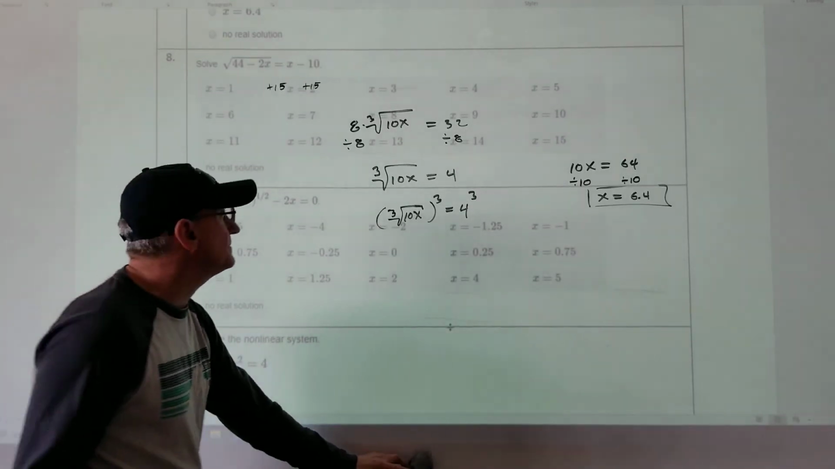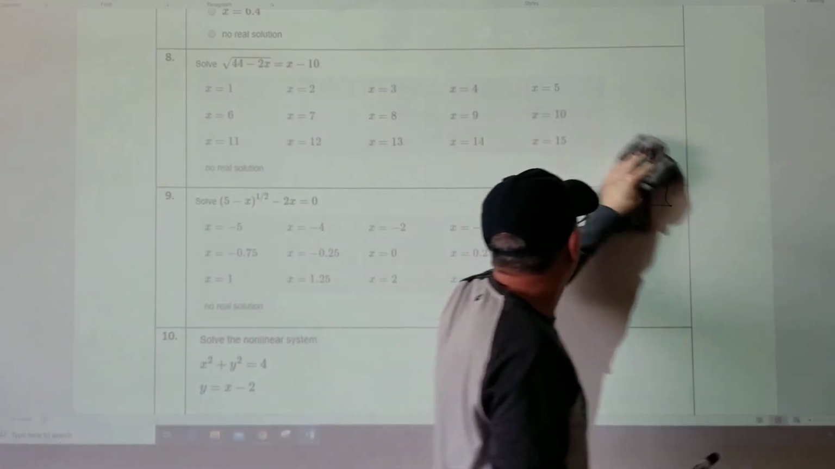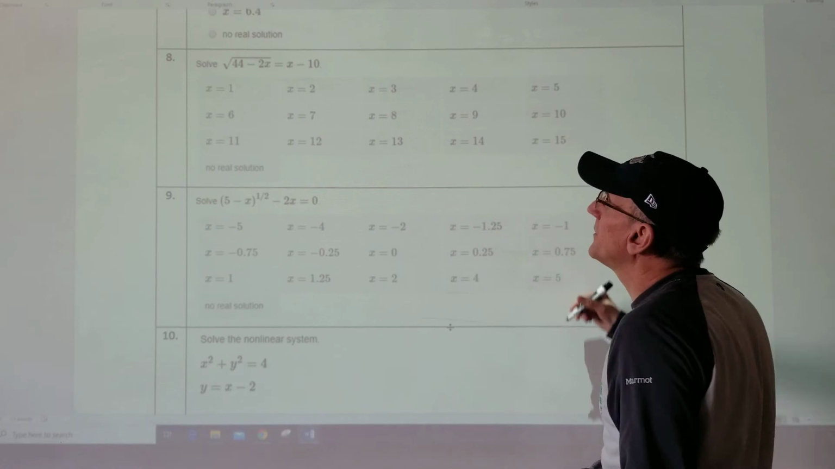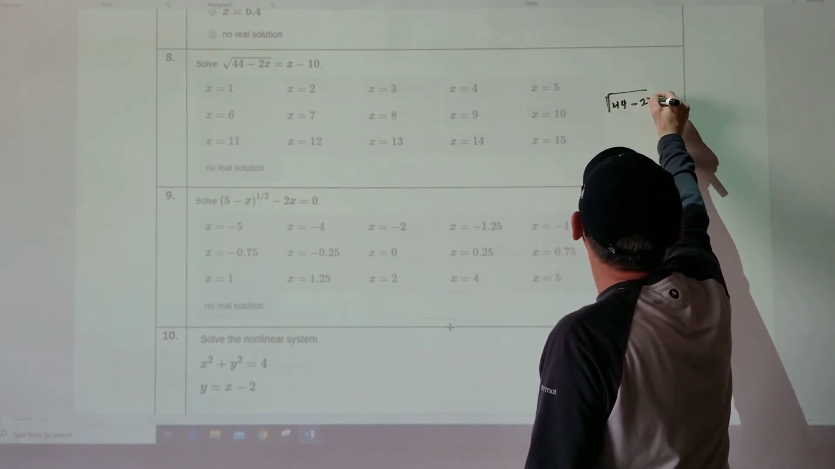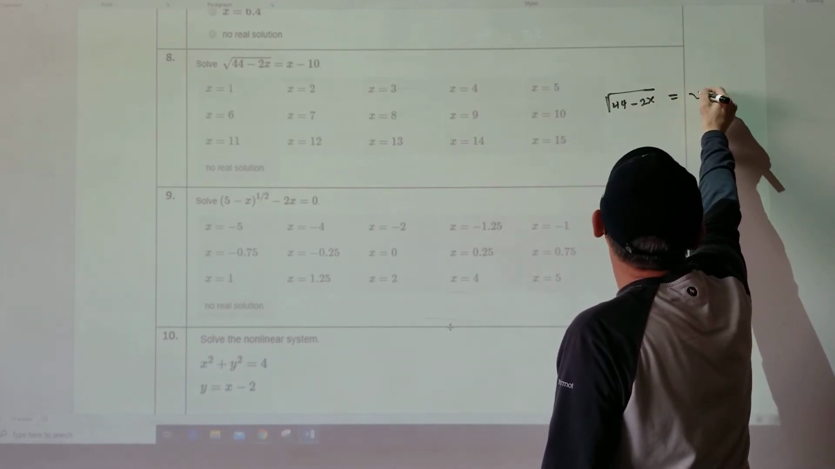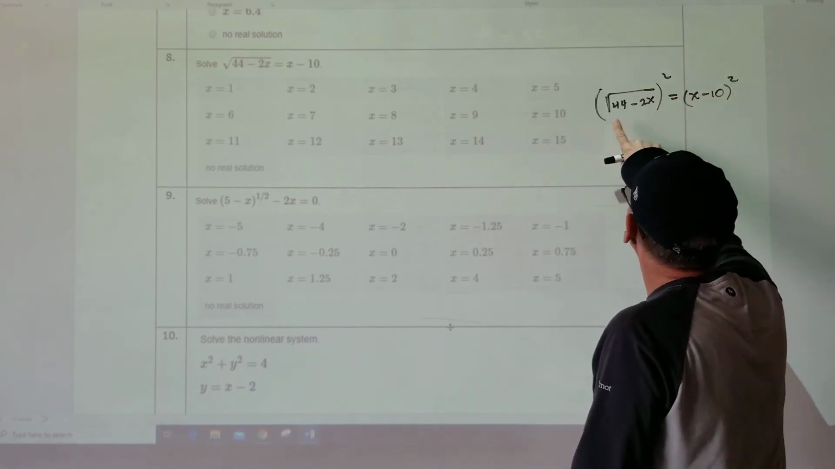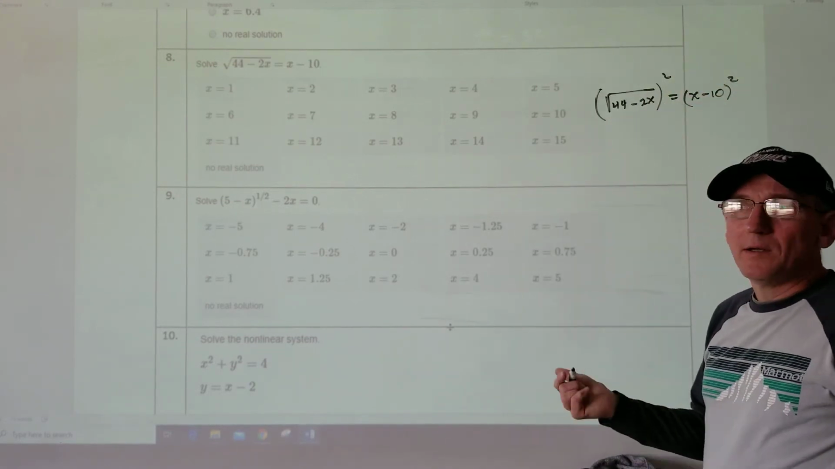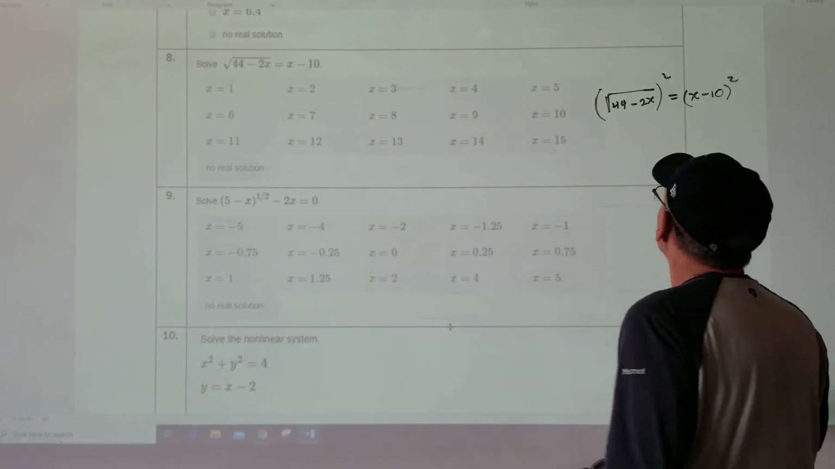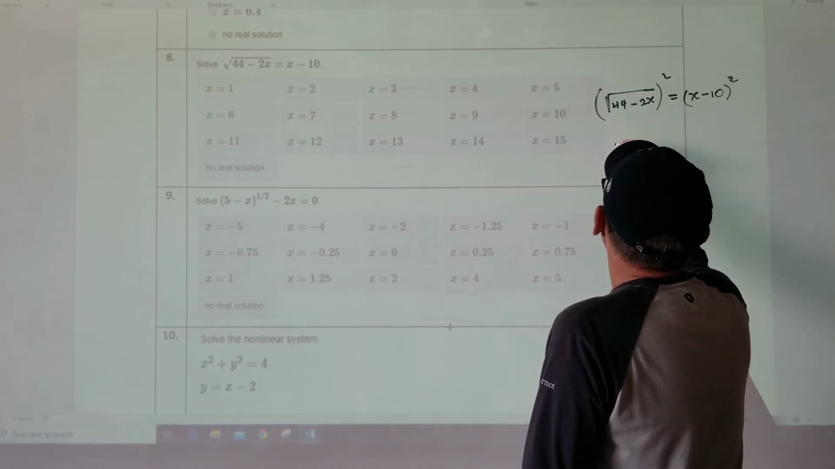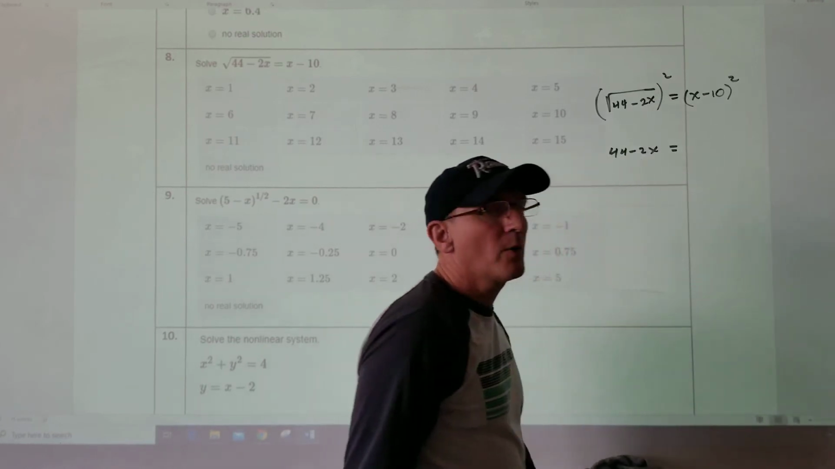Problem 8. I already have a square root that's isolated, and so this problem is a little tougher than the ones we've been doing. You're going to go ahead and square both sides. And it turns out that this is actually the easier side, because square roots and square powers are, in most cases, inverse operations. So all that's going to have is 44 minus 2x. But on this side, you have to know how to square that binomial.